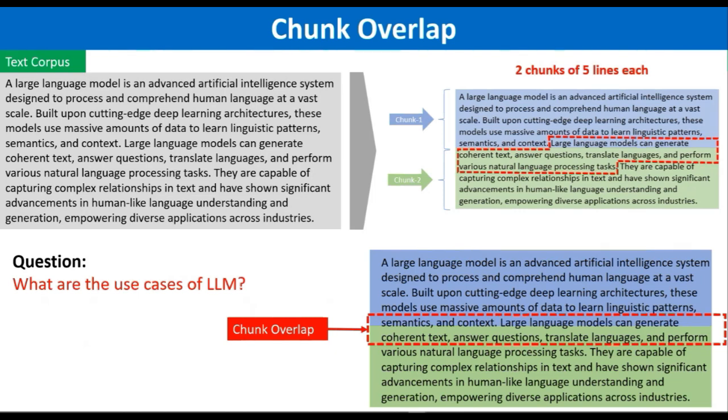This allows for the same piece of context to be at the end of one chunk and at the start of the other, and helps create some kind of a notion of consistency. Here in this case, chunk overlap is of one line. That means the first line of chunk 2 will also be part of chunk 1, and the last line of chunk 1 will also be part of chunk 2 as shown here. Now this question, what are the use cases of LLM, can be answered correctly using chunk 2.